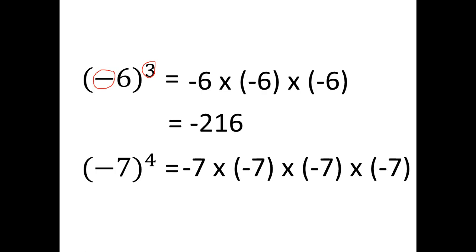Okay. Can someone tell me the value of negative 7 raised to the power of 4? Anybody? Who wants to try? Negative 7 times negative 7 times negative 7 times negative 7. Anyone? Okay, what about the others? Okay. So negative 7 raised to the power of 4 equals 2,401.